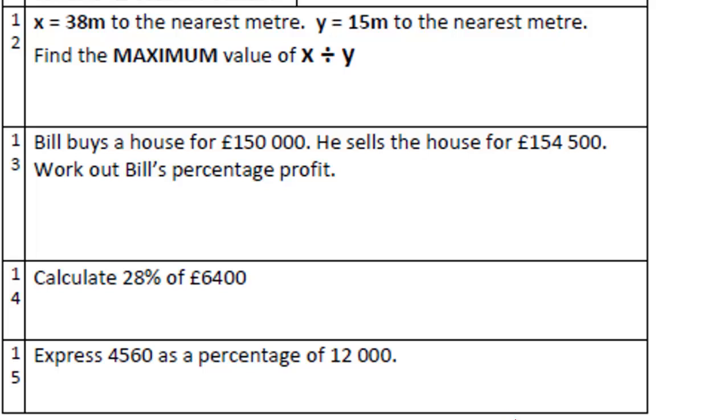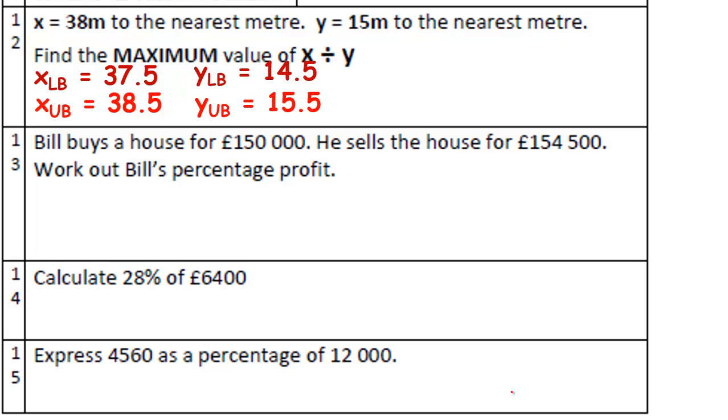Be careful with it. Always write in the units if it's not given there. Question 12. The lower bound of x is going to be 37.5. The upper bound of x is going to be 38.5. For y, the lower bound is going to be 14.5 and the upper bound is going to be 15.5.